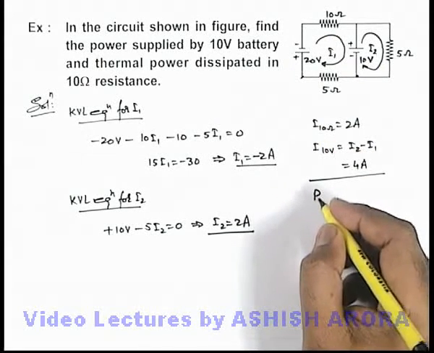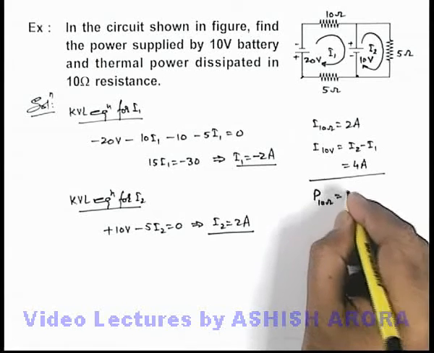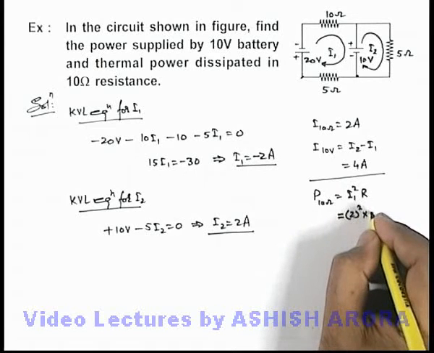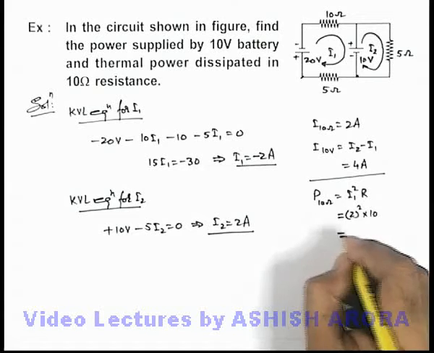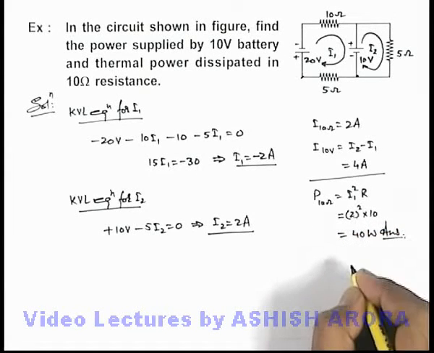Now using these currents, we can calculate the power consumed by the 10 ohm resistance and the power supplied by the battery. So here, the power consumed by the 10 ohm resistance, we can simply write as I1 square R. So here it will be 2 square multiplied by the resistance, here 10 ohms. So on calculation we are getting it as 40 watt. That will be one answer to this problem.